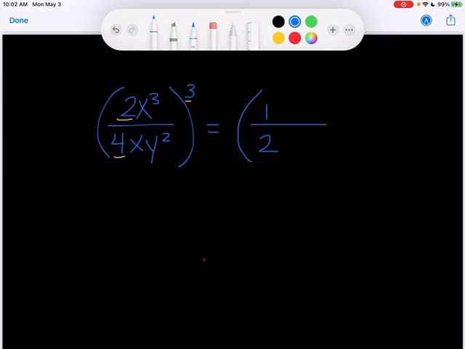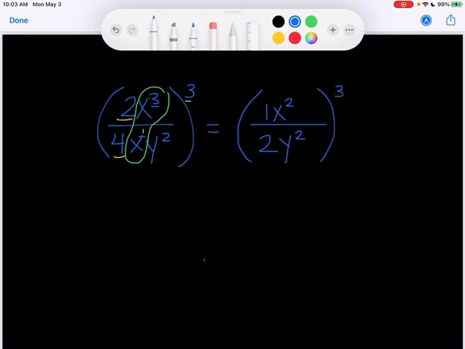I've also got x cubed over x. Okay. Now this is an understood x to the first down here. And when you are dividing and you've got the same bases, you subtract exponents. So I would do 3 minus 1 and get x squared. And that's going to go on the side with the larger exponent. So since 3 is larger than 1, it would be on the top of this fraction. And then y squared is down there. There's nothing to combine it with.